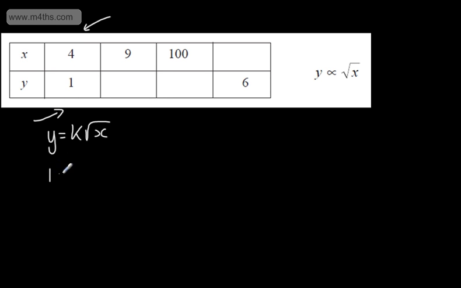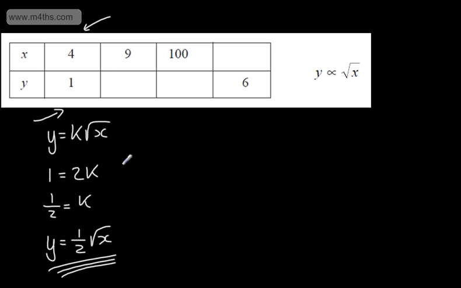So 1 is equal to the square root of 4, which is going to give me 2k. So all I've done is plugged in the initial conditions. So from here we can see that k is equal to 1/2. So we can rewrite our relationship as y equals 1/2 the root of x. So I'm going to use this for all of the other values to simply go ahead and find them.